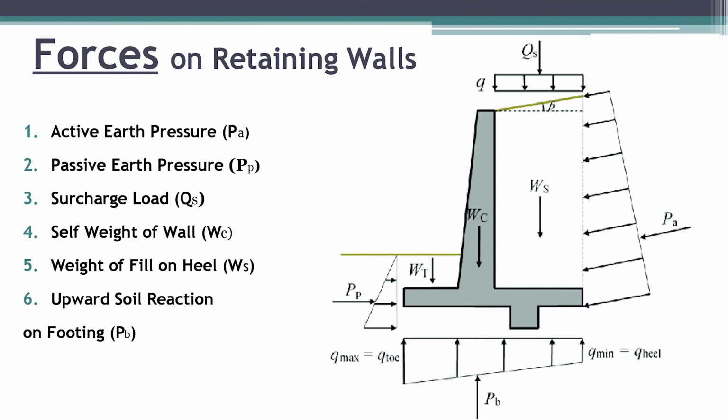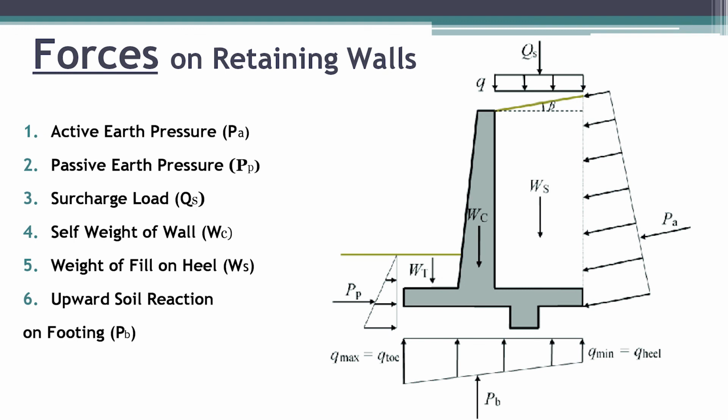Now we have the forces that act on a retaining wall. So first force that acts on a retaining wall is active earth pressure, which is due to the lateral horizontal pressure of the soil on the hillside. Second, we have passive earth pressure, which is due to the soil which is on the toe side. Active and passive earth pressure are opposite to each other. Third force is the surcharge load, which is denoted by QS, and this surcharge load could be due to the traffic load or any other load on the top of the backfill.